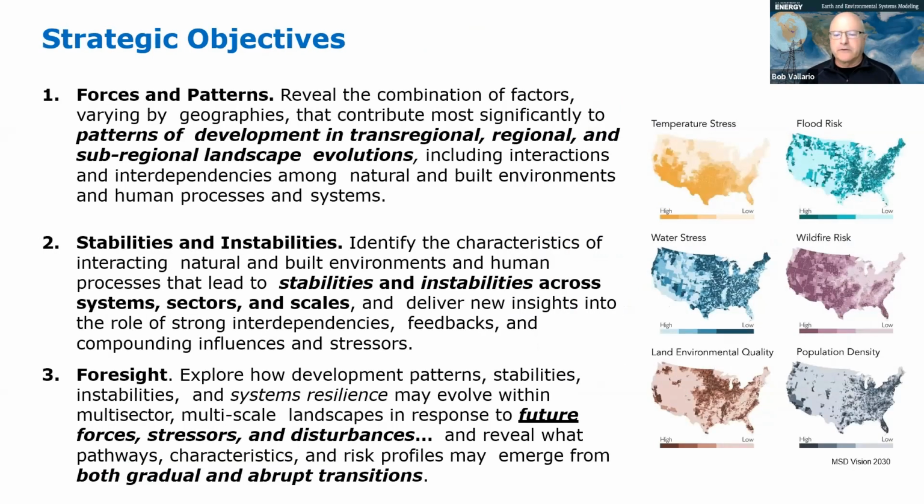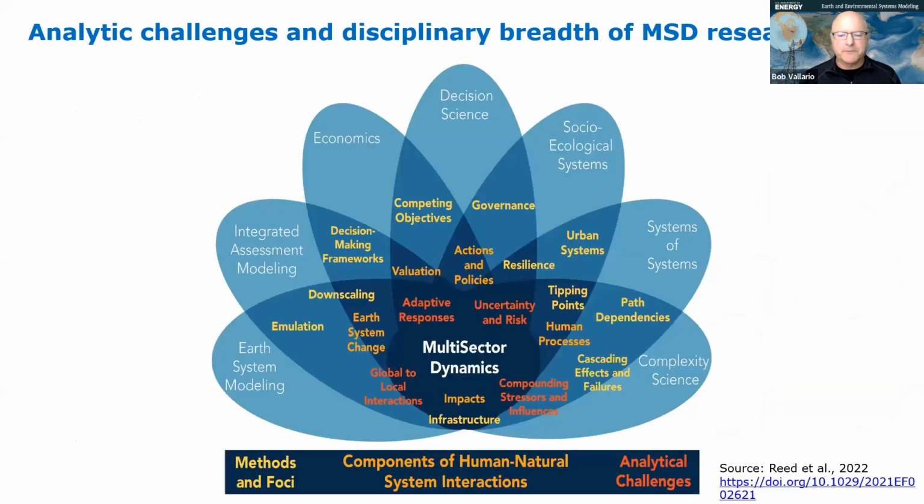So as part of this work, we're really interested in looking at forces and patterns that give rise to trans-regional, regional, and sub-regional landscape evolution. Stabilities and instabilities inherent in those systems subject to those various forces and interactions, and then looking fairly distantly into the future, oftentimes as long as a century out, looking at the future forces and stressors and disturbances that can influence and reshape these systems, with some examples on the right. And we're interested in gradual as well as abrupt transitions, maybe even more so in the abrupt transitions and tipping points that lead to fundamentally different states in a very rapid time frame.